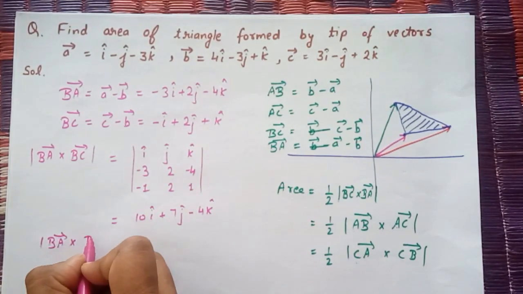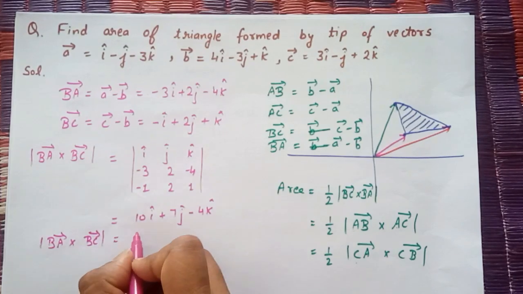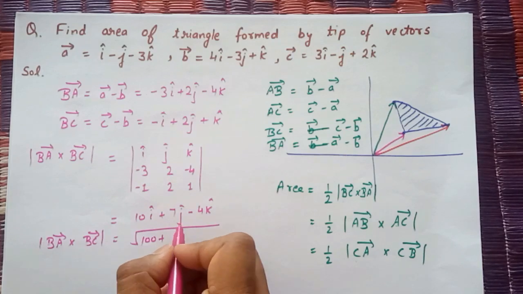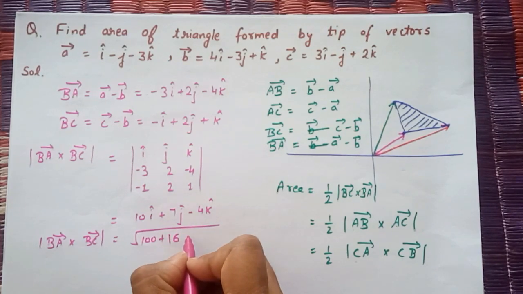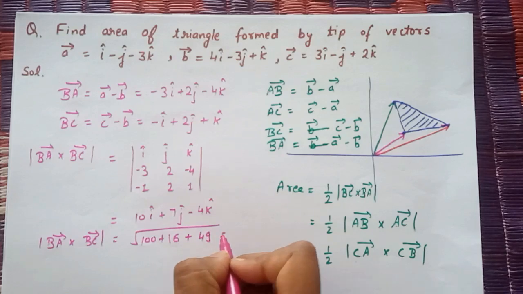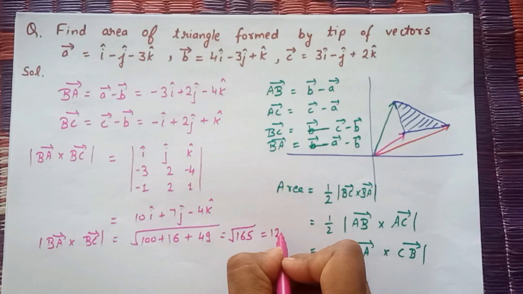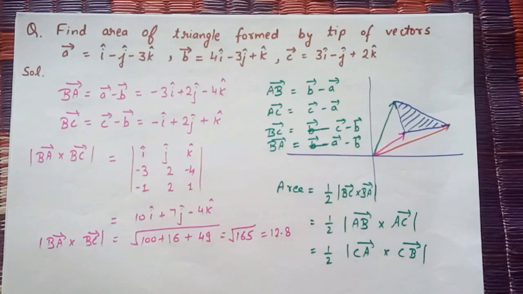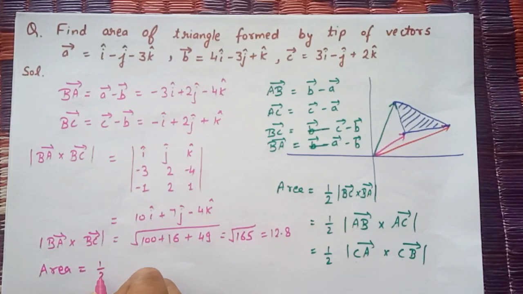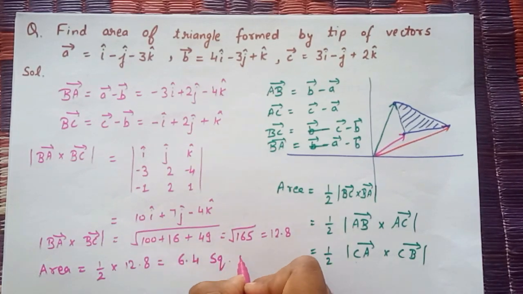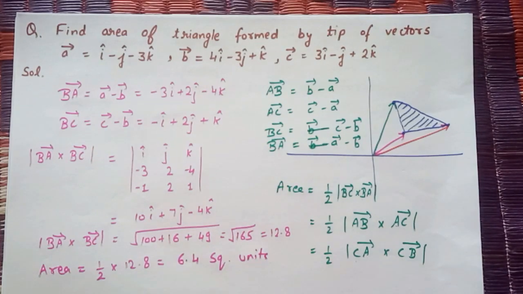So its magnitude will be equal to square root of 100 plus 7 square and 4 square. 4 square will be 16 and 7 square will be 49. So it will be under root of 165, which is approximately equal to 12.8. Now I have to find the area. So what would be the area of the triangle? It will be half of this much, 12.8. It will be equal to 6.4 square units. So this is the final answer.